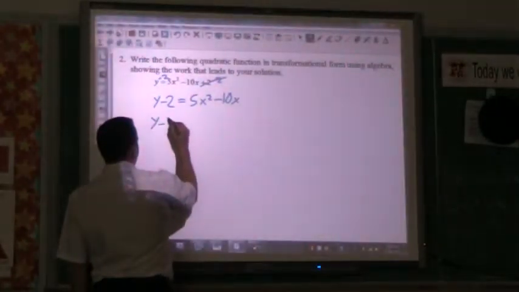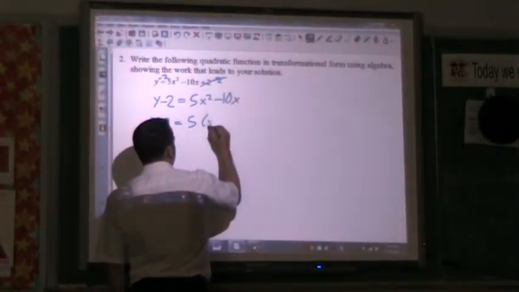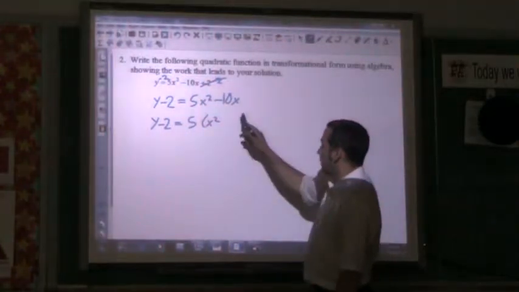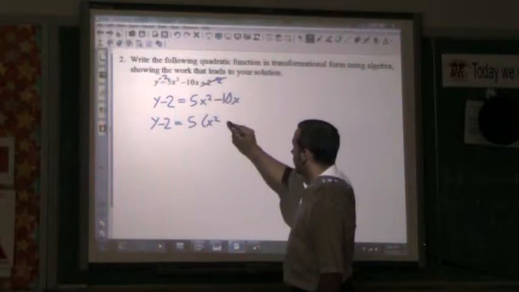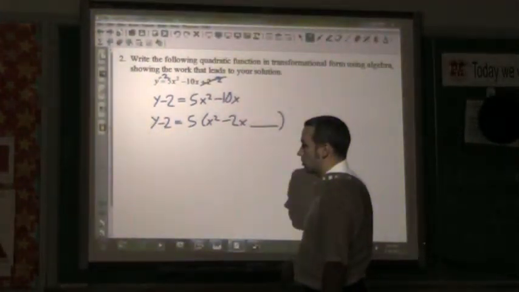Next, we want to factor out the number in front of our x squared. So we have y minus 2 equals 5x squared. Now remember, I have a minus 10 here. I have to reduce this in order to take the 5 out of this as well. Leave the blank for the square.